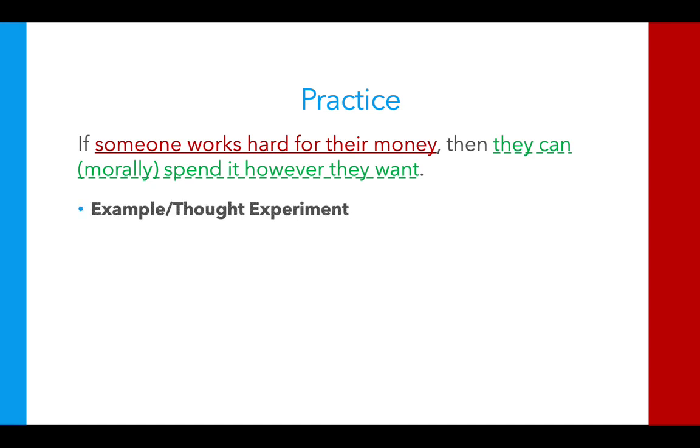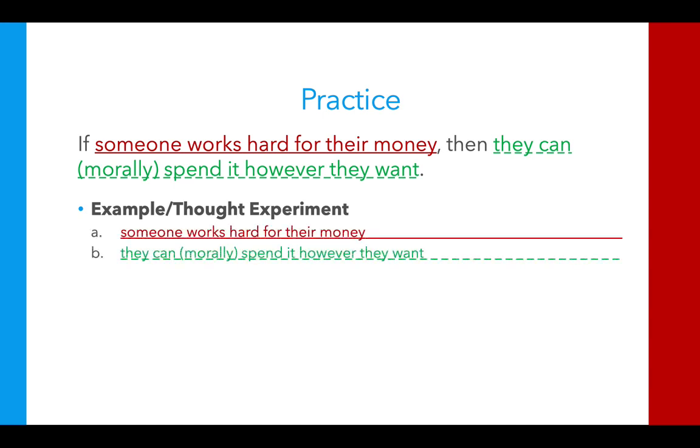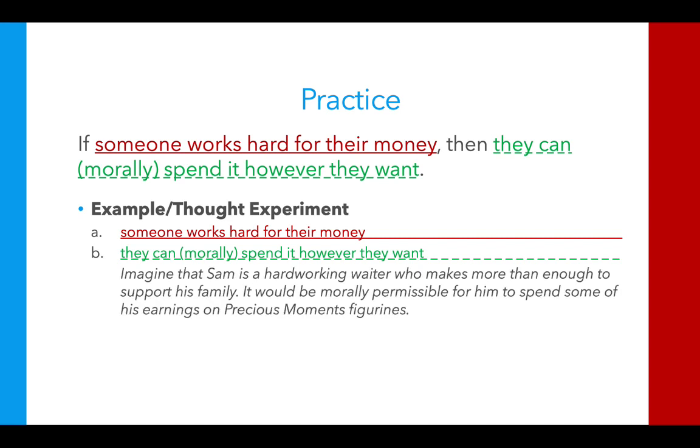If we wanted to provide support for this, or a thought experiment in support of it, we need to make the antecedent true. Someone needs to work hard for their money. We need to make the consequent true. They can morally spend that money however they want. An example of this might be something like I've described here. So we've got a guy, Sam, who's a hardworking waiter. He makes more than enough to support his family.